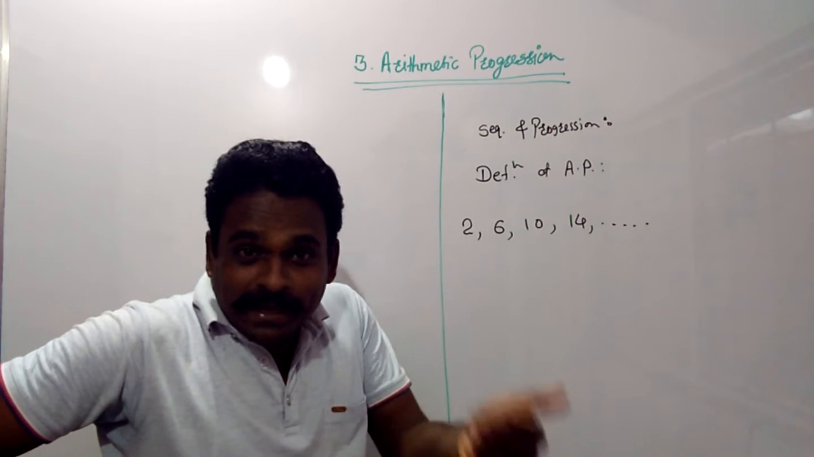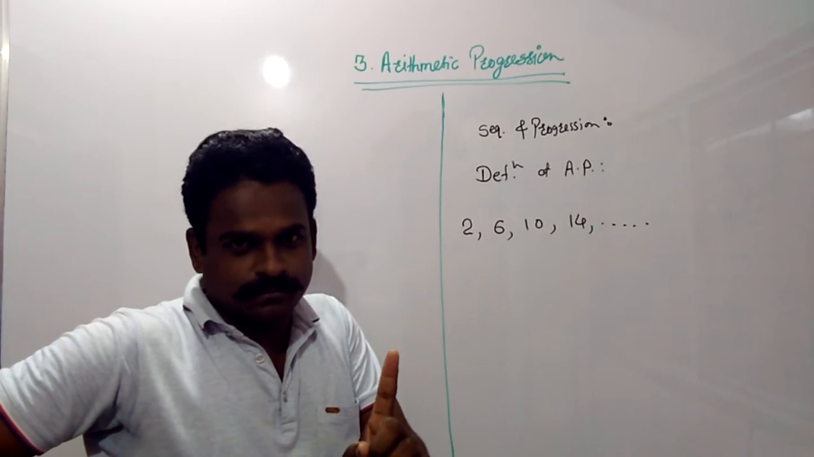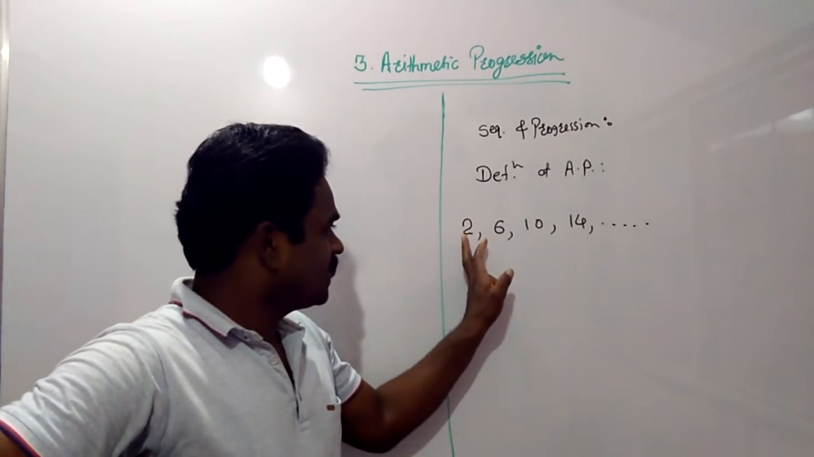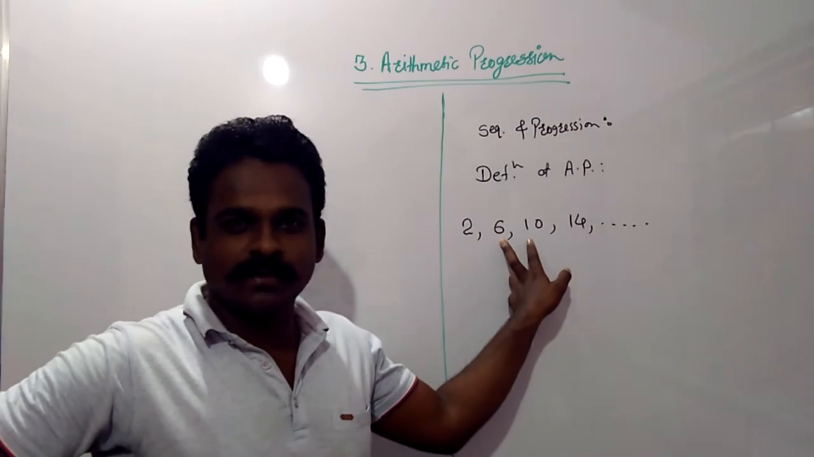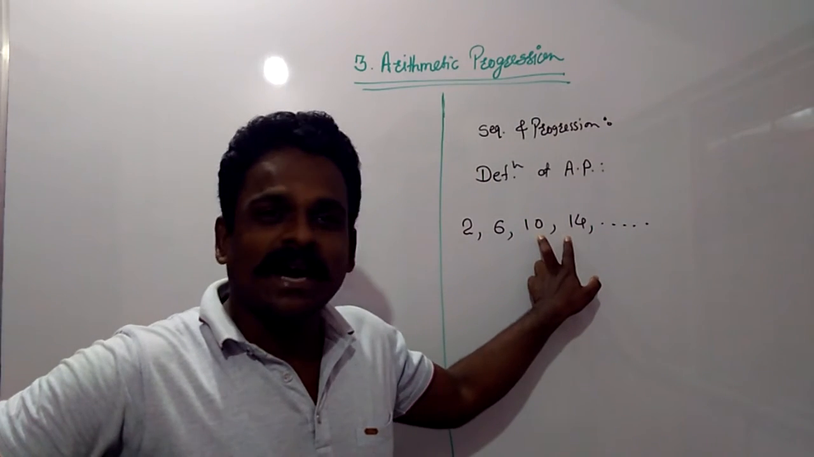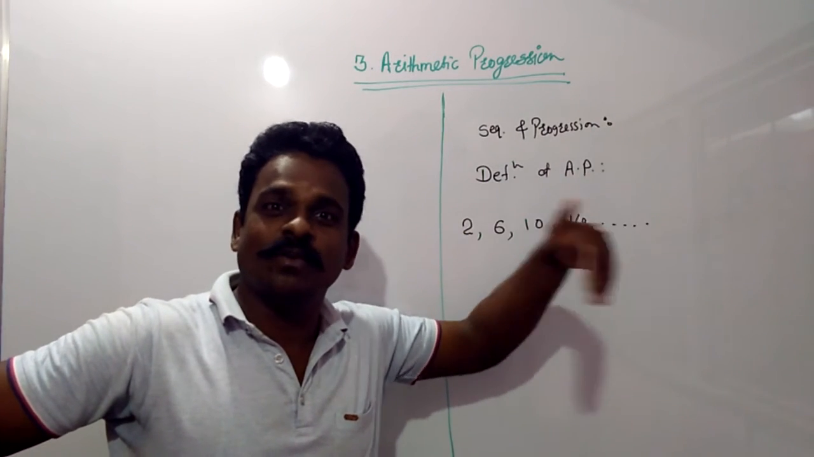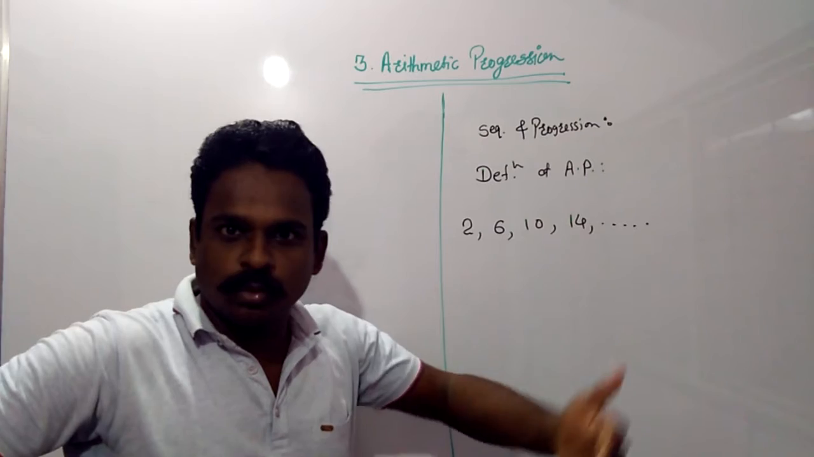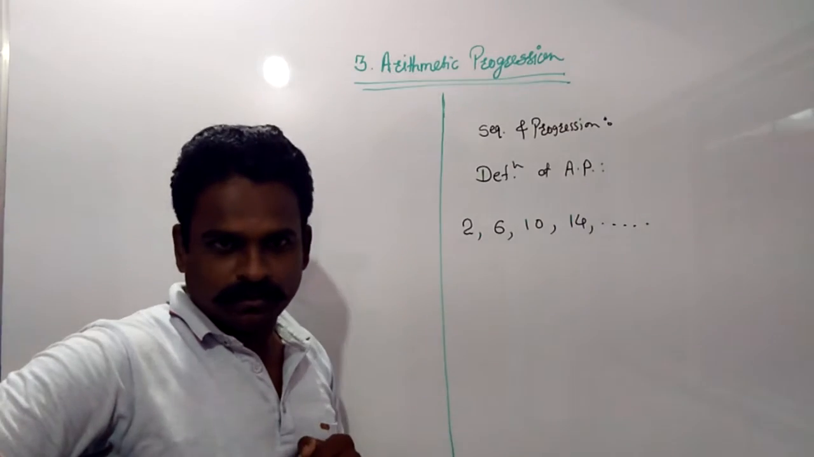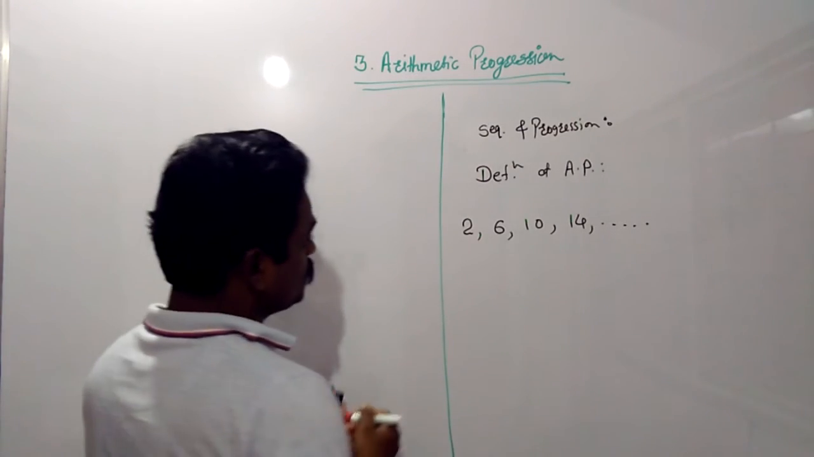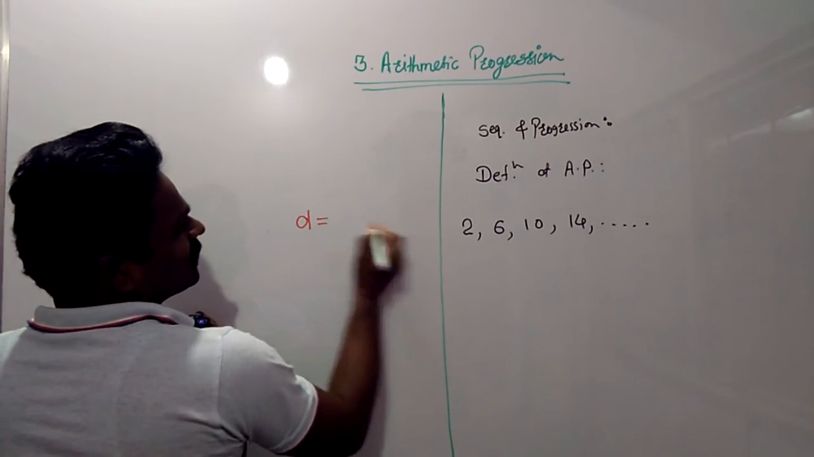To be an arithmetic progression, there should be a common difference between two consecutive numbers. That means 2 and 6, how much is the difference? 4. 10 and 6, how much is the common difference? 4. 14 and 10? It's again 4. In a similar manner we get the next number: 14 plus 4 is 18, 18 plus 4 is 22, 22 plus 4 is 26 and so on. So here the common difference D is equal to 4.